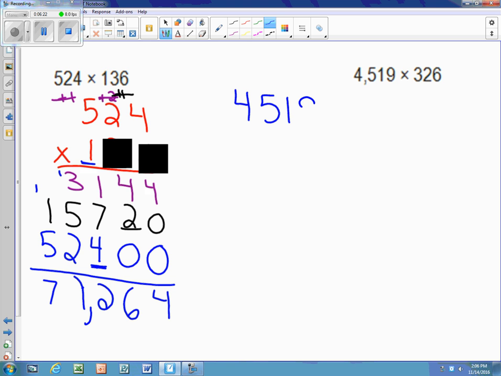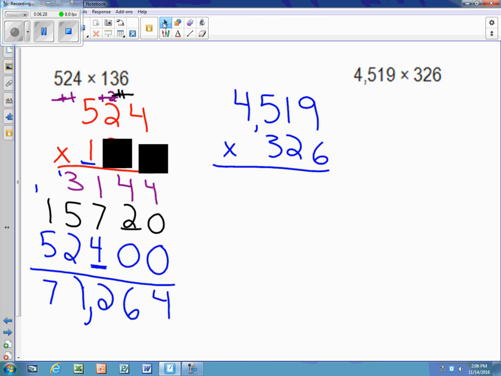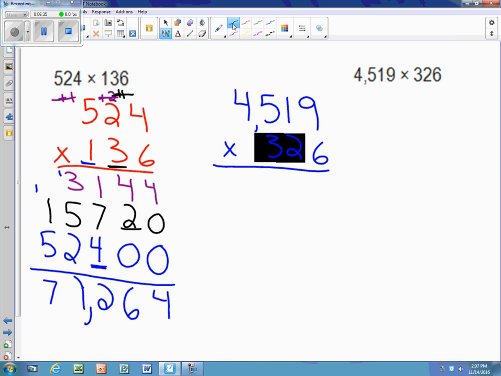We'll do one more with multiple digits like that. We always put the number with the largest digit amount in the top. So we're going to borrow these Post-its from over here. We're going to cover our hundreds and we will cover our tens. And now we'll start multiplying with 9 times 6 is 54.